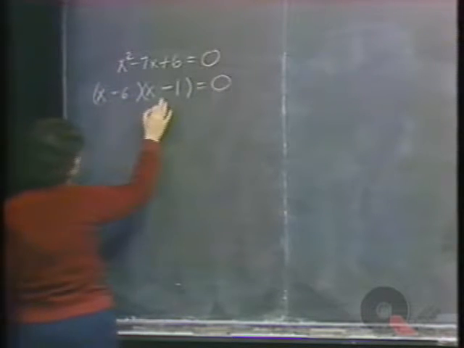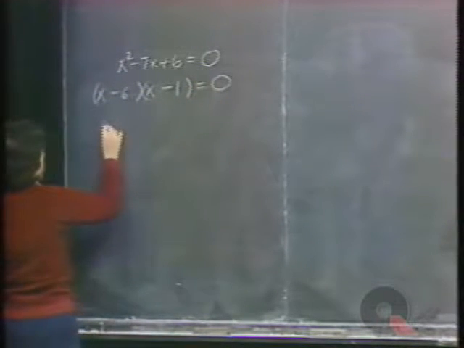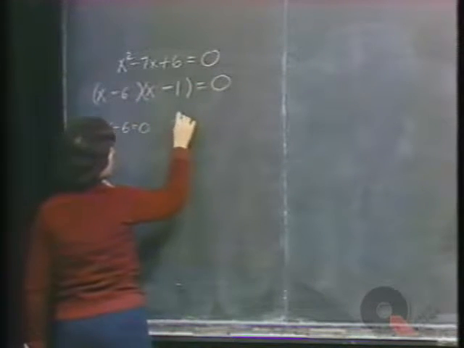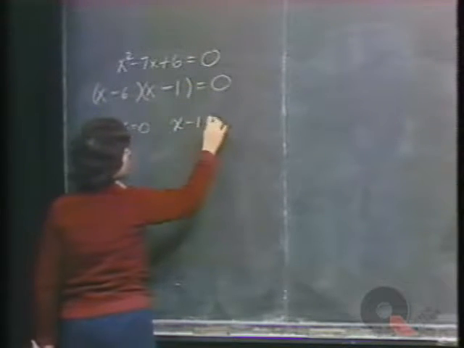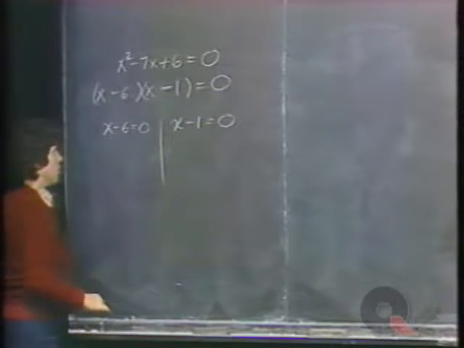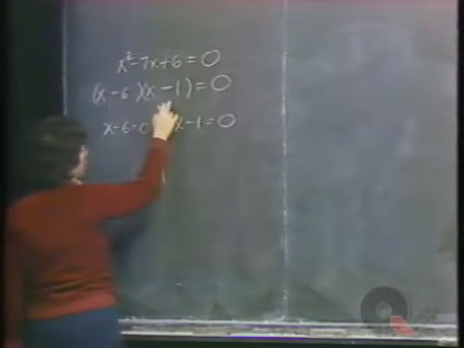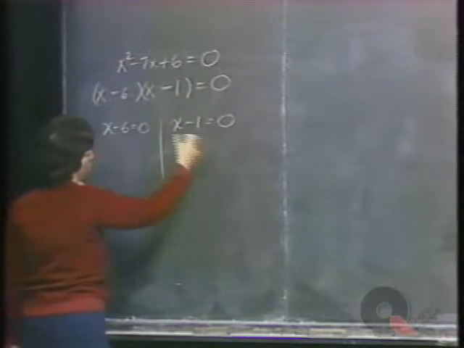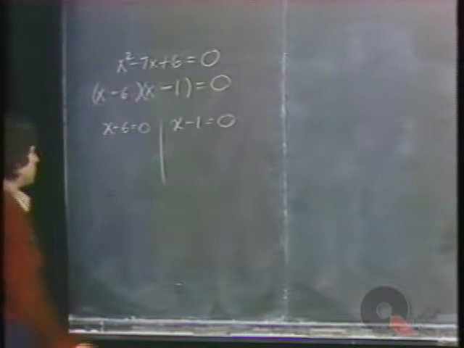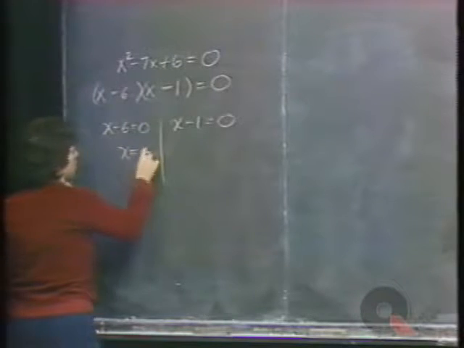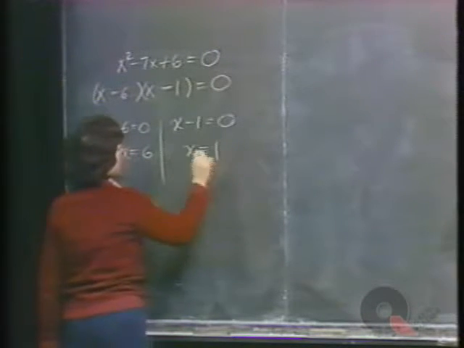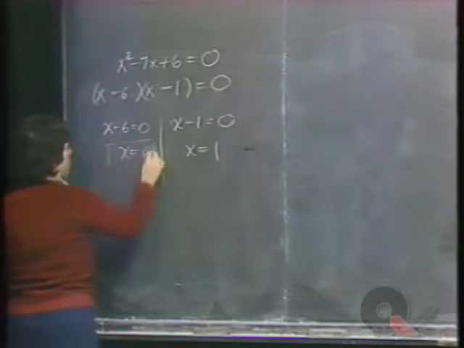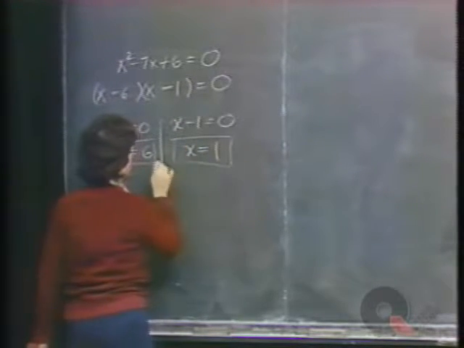Okay, we have the product of two numbers equals 0. Therefore, we know for sure that either this number, x minus 6 equals 0, or this number, x minus 1 equals 0. If the product of two numbers, say a times b equals 0, then for sure either a equals 0 or b equals 0 or both, giving us x equals 6, x equals 1 as two possible solutions to this problem. But at the moment, they are just possible solutions.